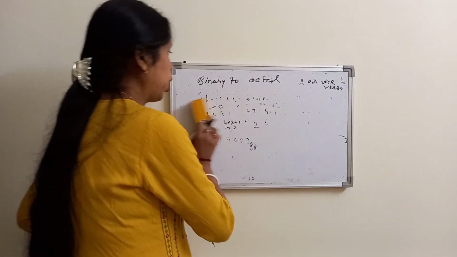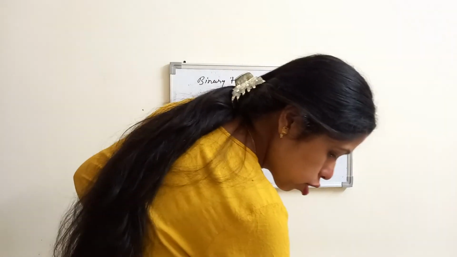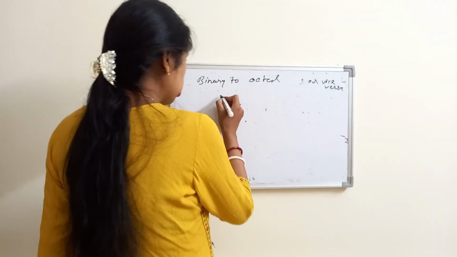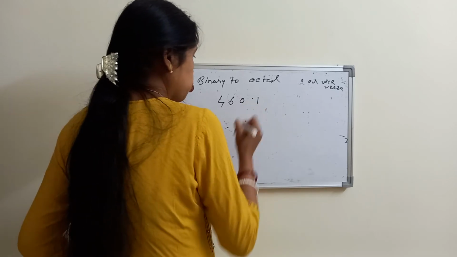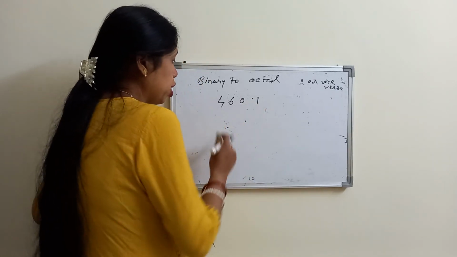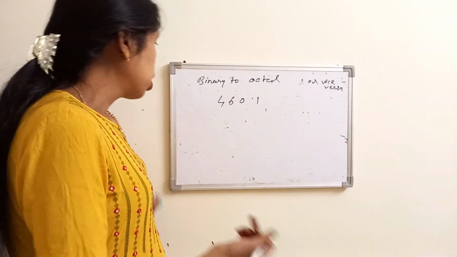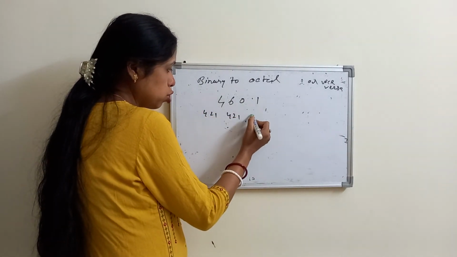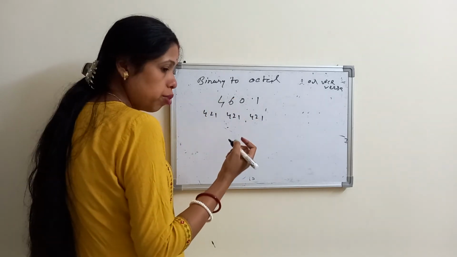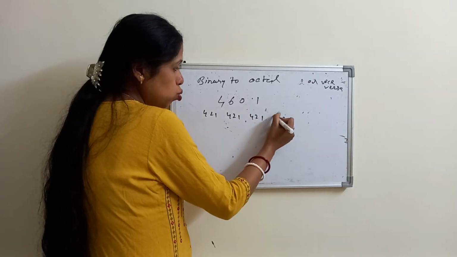Okay. So the opposite thing, octal to binary. Suppose 460.1 is the octal number. Again I told that each octal number consists of 3 digits. So for 4 I am writing 4 2 1, for 6 again I am writing 4 2 1, for 0 I am also writing 4 2 1, because each octal digit consists of 3 bits. For 1 also I am writing 4 2 1.